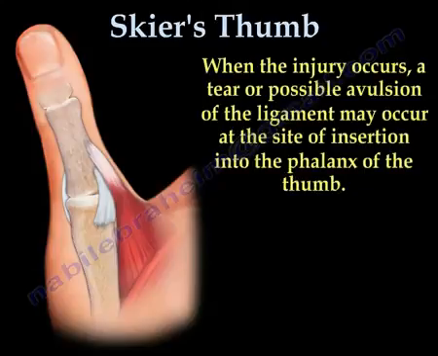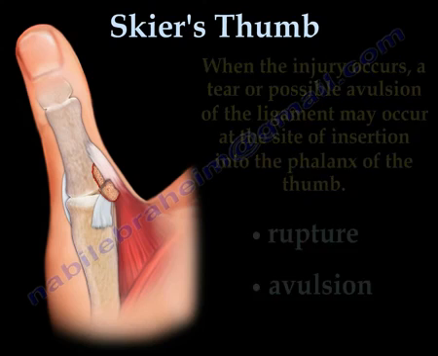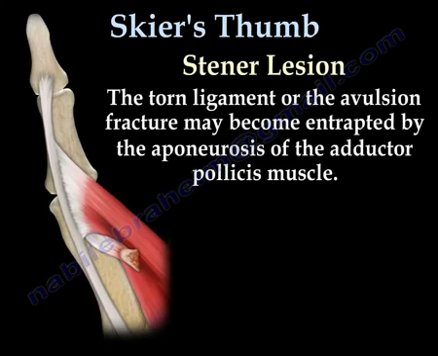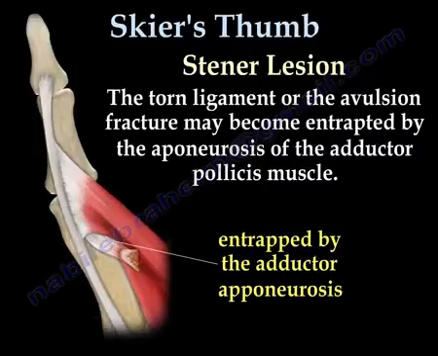When the injury occurs, a tear or possible avulsion of the ligament may occur at the site of insertion of the ligament into the phalanx of the thumb. Stener lesion. The torn ligament or the avulsion fracture may become entrapped by the aponeurosis of the adductor pollicis muscle.